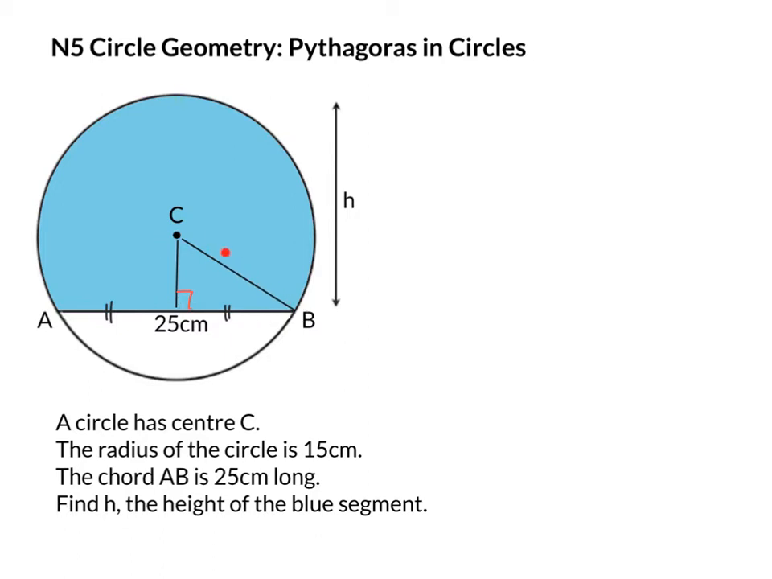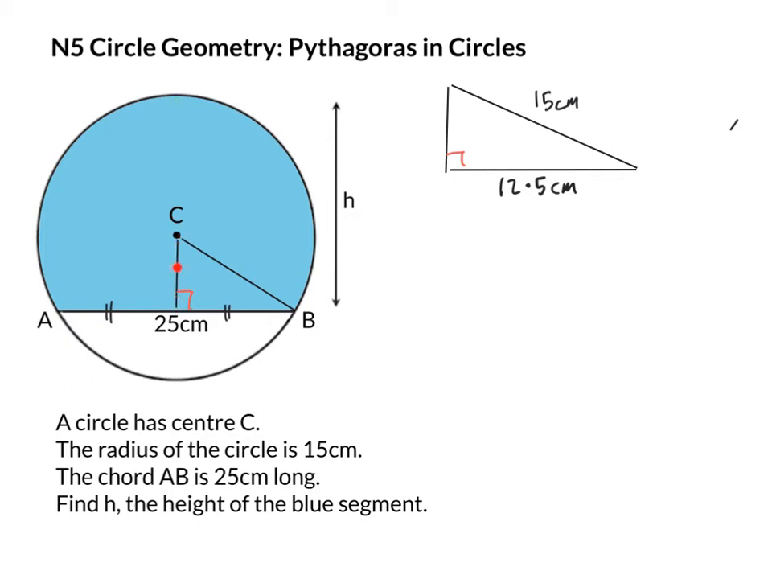So I'm going to sketch out this triangle at the side and fill in some information. AB has been cut into two equal pieces, so this distance here is going to be 12.5 centimetres. This length here is the radius. The radius is 15 centimetres. So we were told that information in the question. It wasn't drawn on the diagram for us. The whole point in this question is checking that we know where to draw it.